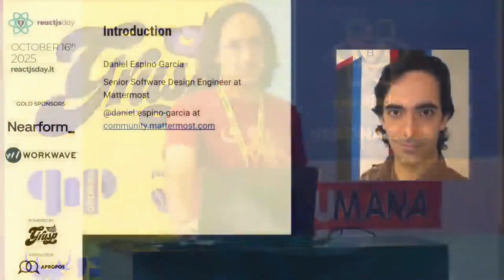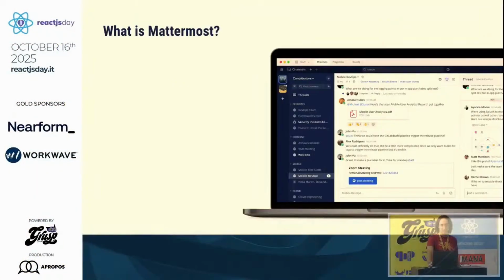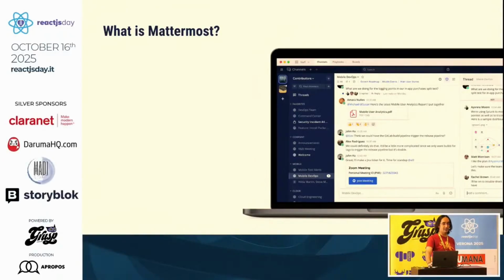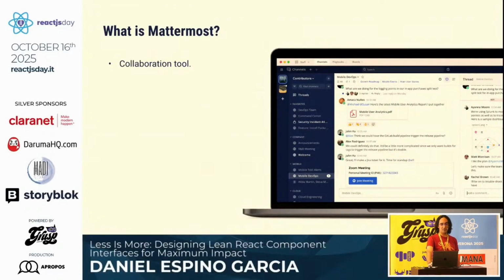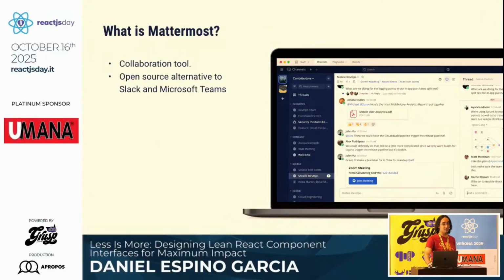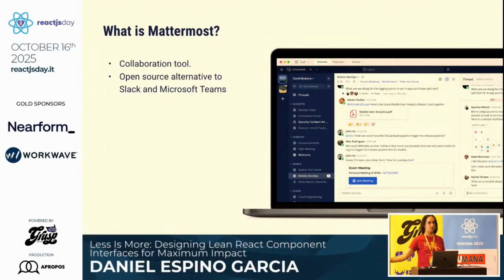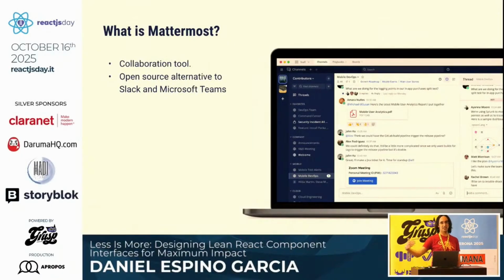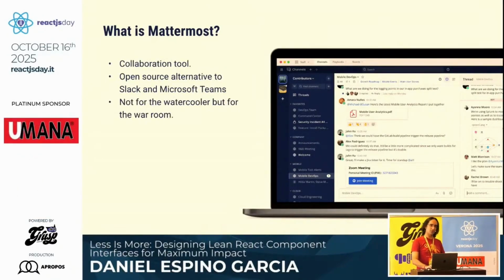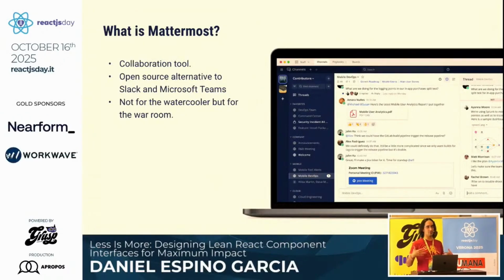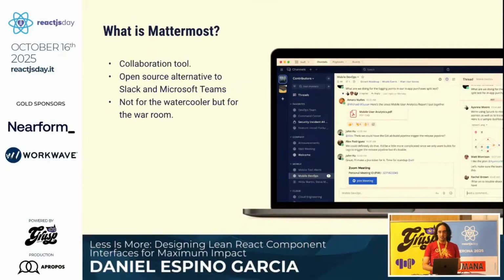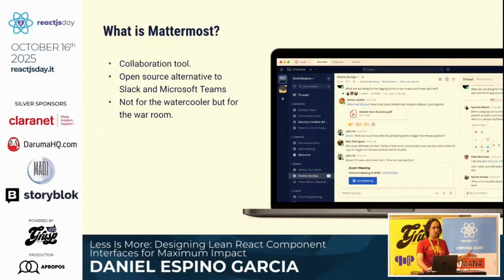Before we start, I want to tell you a bit of what we do at Mattermost. We are just a collaboration tool. Most people will say it's just an open source alternative to Slack and Microsoft Teams. The reality is that we have more stuff, especially designed for incident management, security, and all that stuff. So it is not just for the water cooler. You can use this also for the war room, let's say, more secure, more critical things. But this is not what is important for this talk.